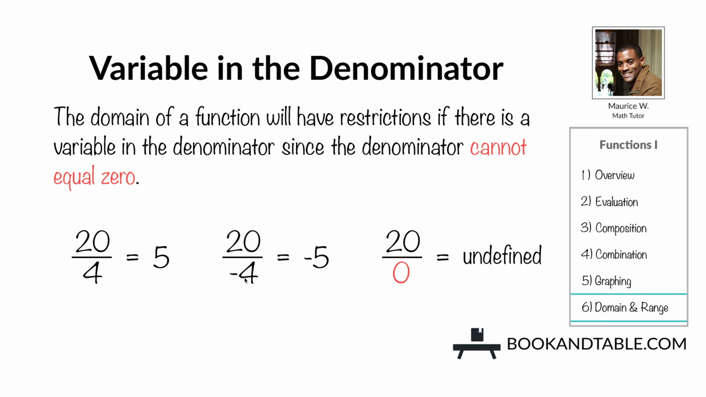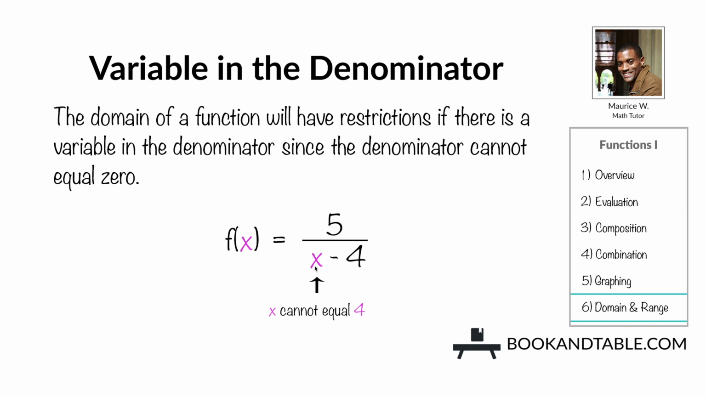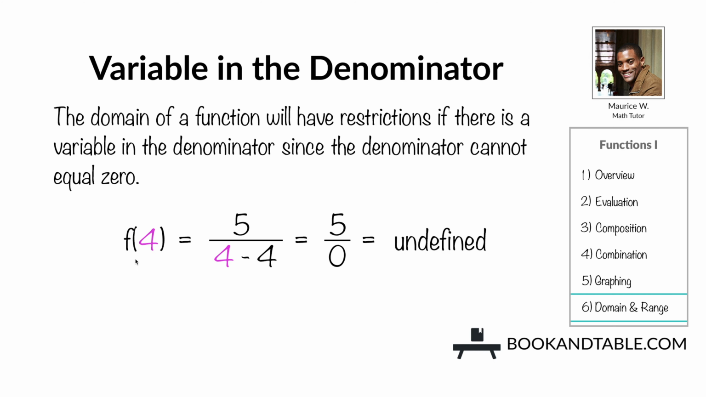So in this example, f of x is equal to 5 divided by x minus 4. X cannot equal 4, because if it did, then we would have f of 4 is equal to 5 divided by 4 minus 4, and that would be equal to 0. And then 5 divided by 0 would be undefined.